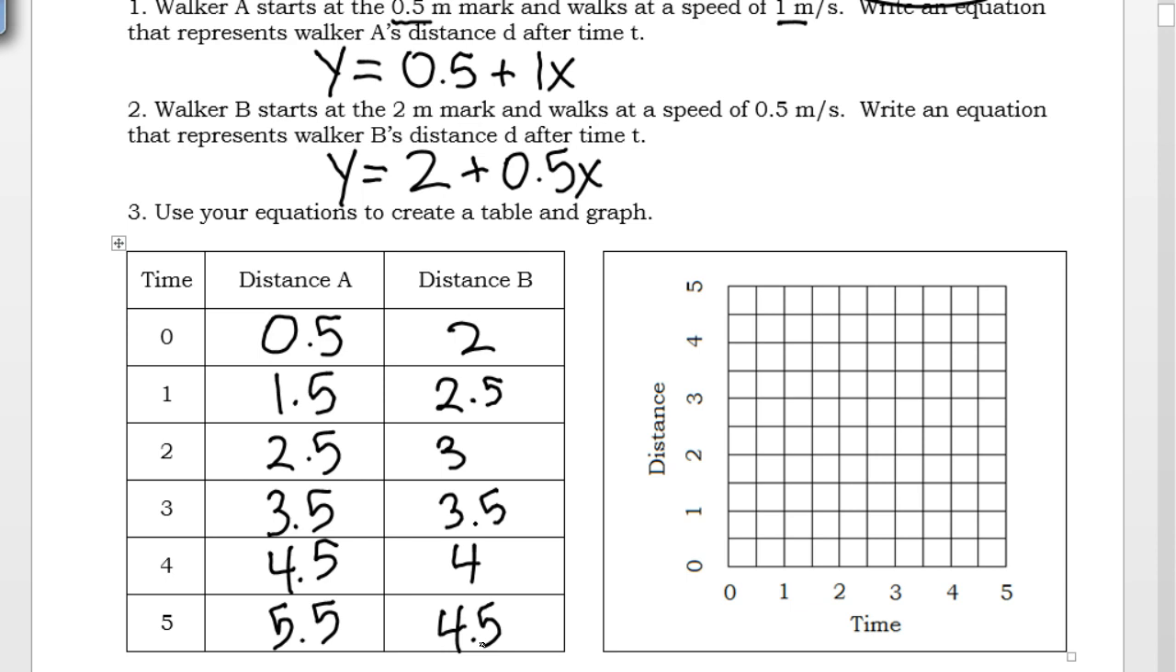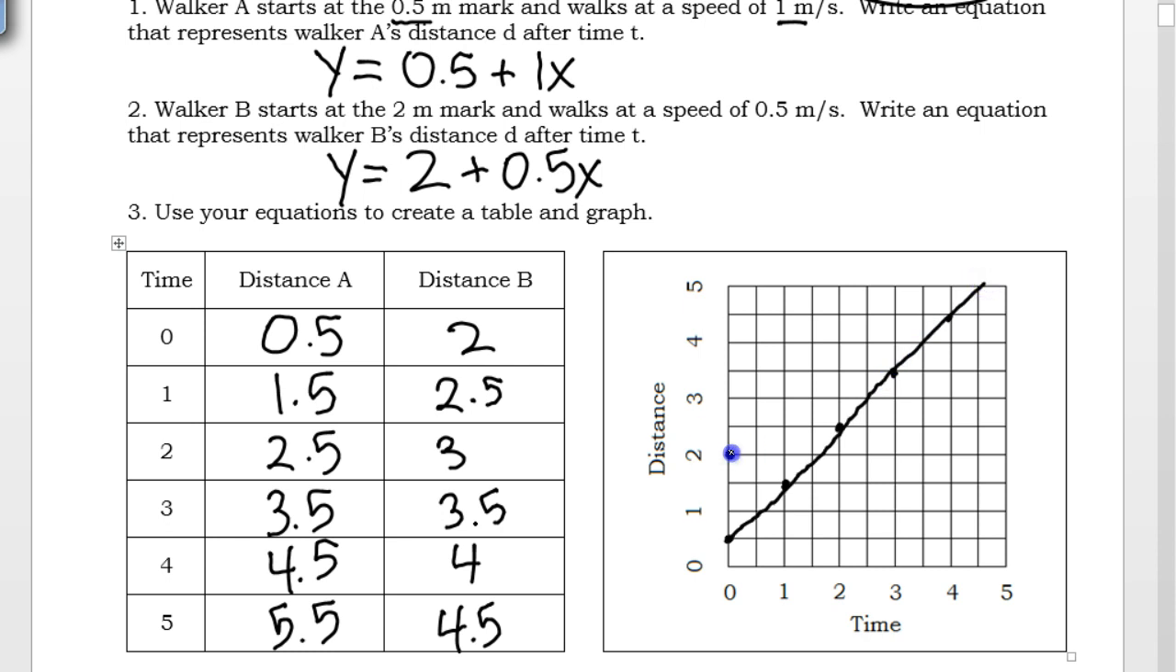I can plot these points on the graph. At 0 seconds, Walker A was 0.5 meters away. At 1 second, he was 1.5 meters away. At 2 seconds, he was 2.5, 3 was 3.5, 4 was 4.5, 5 was 5.5, which is actually off of the graph that I have here. So I can draw a line connecting those points, and that is my line that represents Walker A.